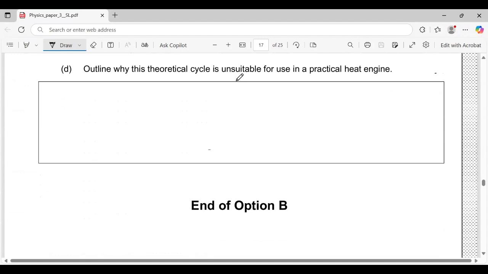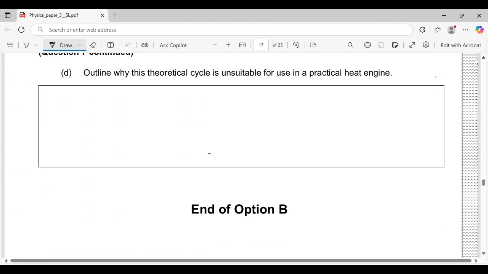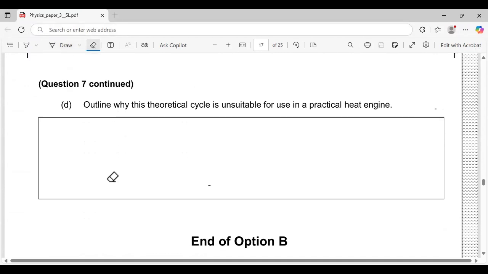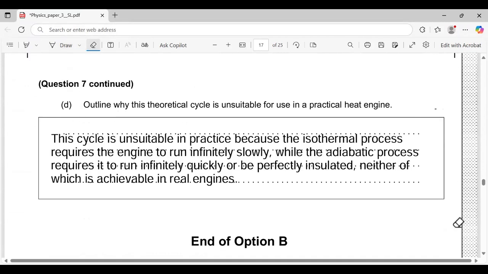Outline why this theoretical cycle is unsuitable for use in a practical heat engine. I have provided my answer for this question.